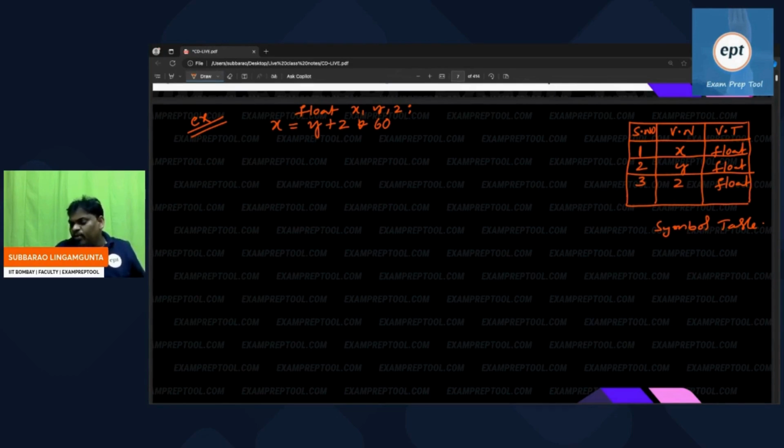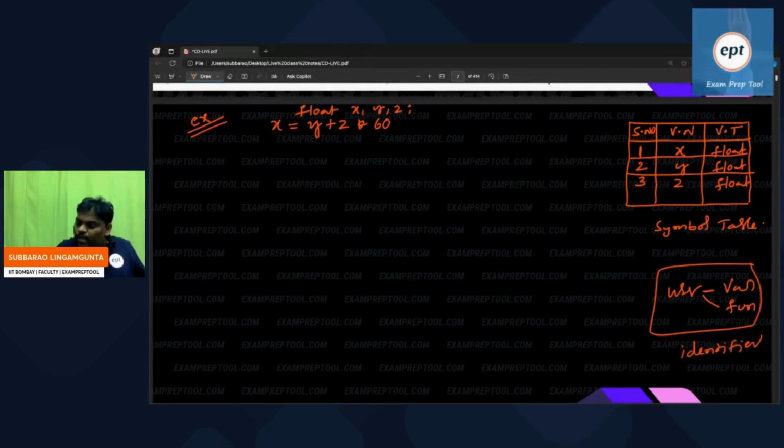User defined variables, user defined functions, these are known as identifiers. Remember, the symbol table stores identifiers. From today onwards, if anyone asks you what the symbol table stores: identifiers. What are the identifiers? User defined variables, user defined functions. Those are known as identifiers. They will be there in the symbol table.